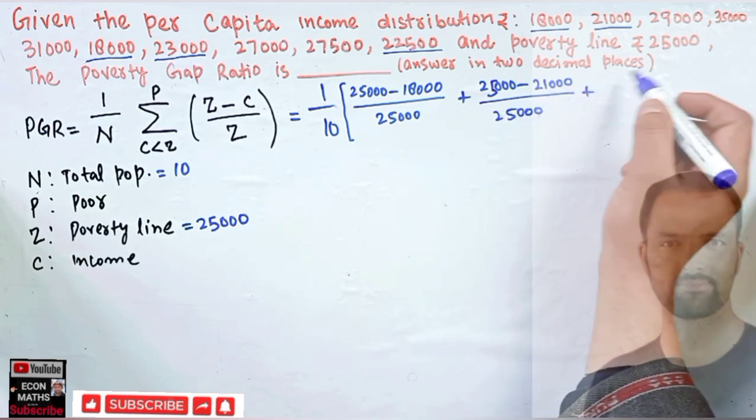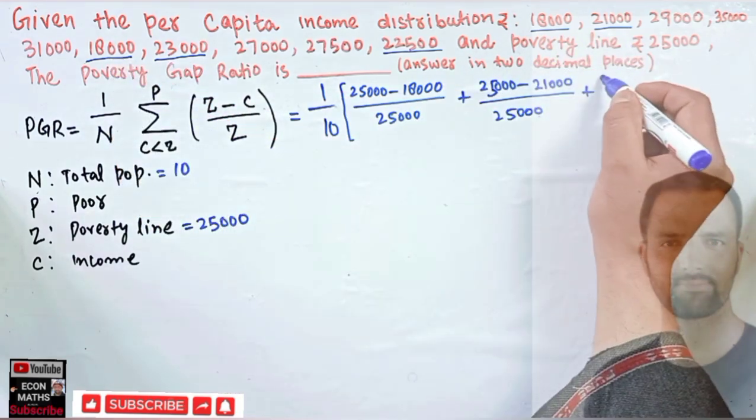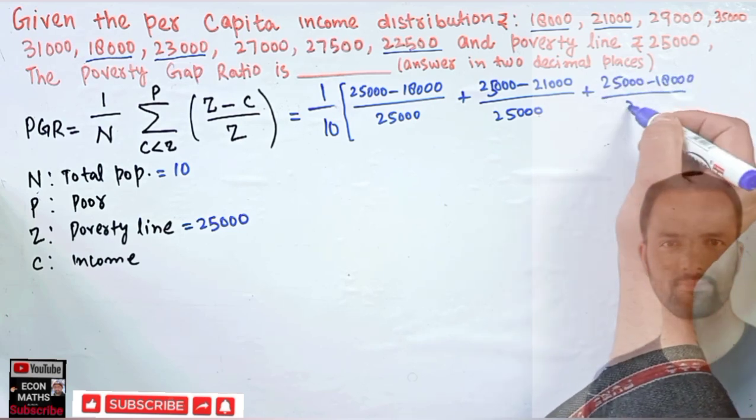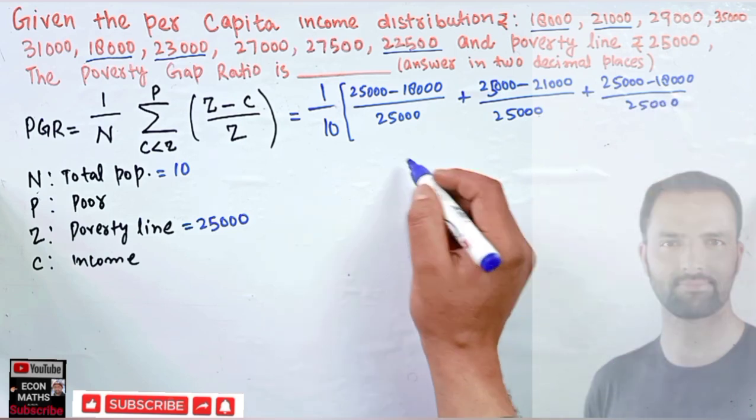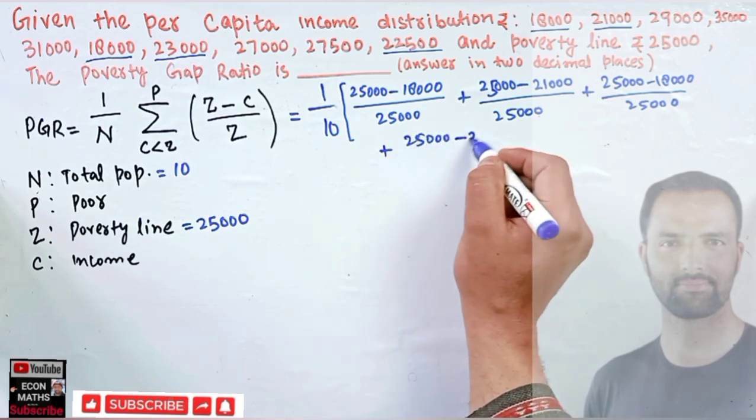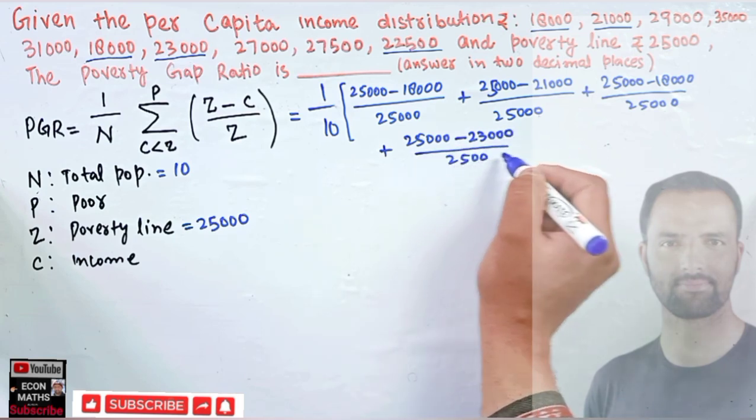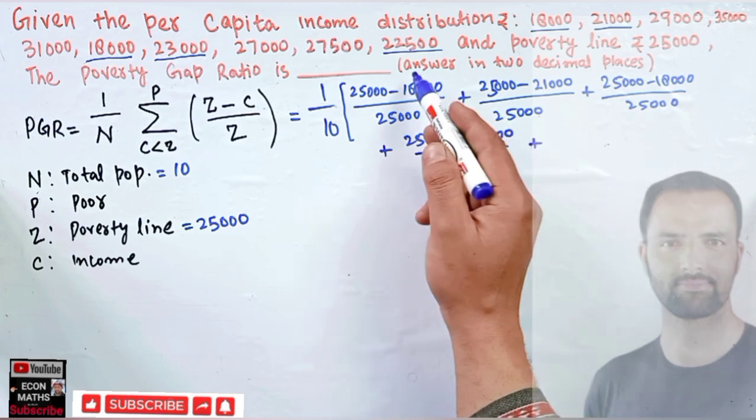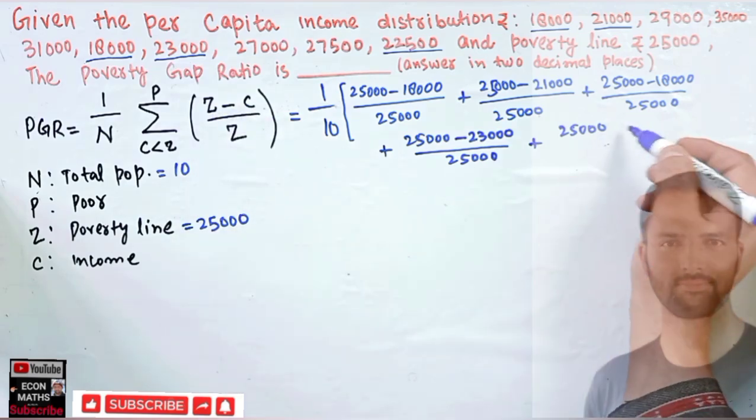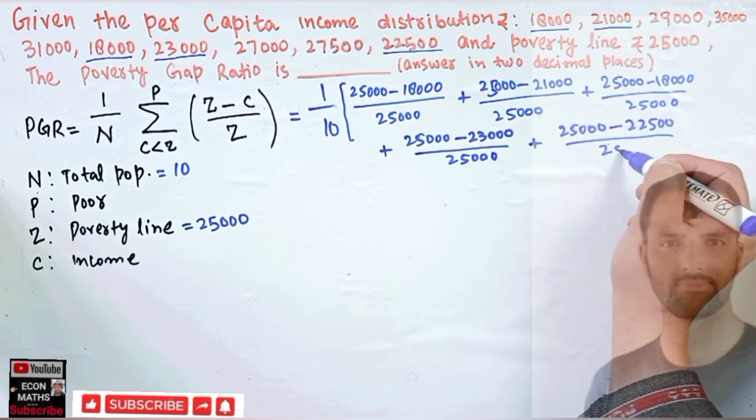plus then we have 25,000 minus 18,000. I hope I am making myself clear. This is over 25,000. Then we have this number, that is 25,000 minus 23,000 upon 25,000, plus we have this 25,000. I'm just using this Z minus C upon Z, minus 22,500, upon 25,000.